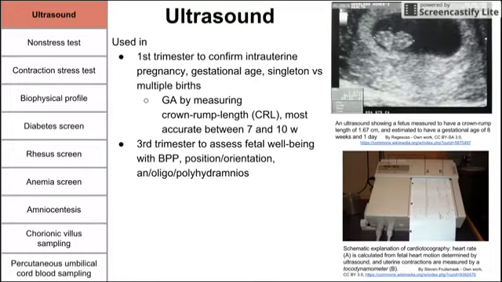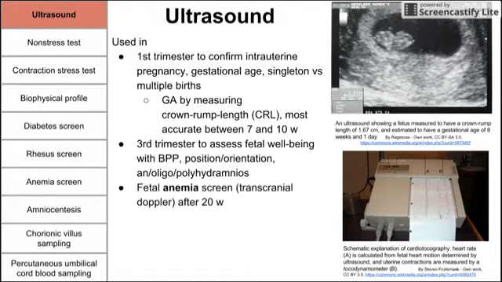In the third trimester, ultrasound can be used to assess fetal well-being using the biophysical profile. We'll talk more about that in a few slides. It can also be used to determine baby's position or orientation. For instance, if baby is in a cephalic position, ready for vaginal birth, or is in a breech position and might require a C-section. It can also be used to determine water status and produce results like anhydramnios, oligohydramnios, and polyhydramnios.